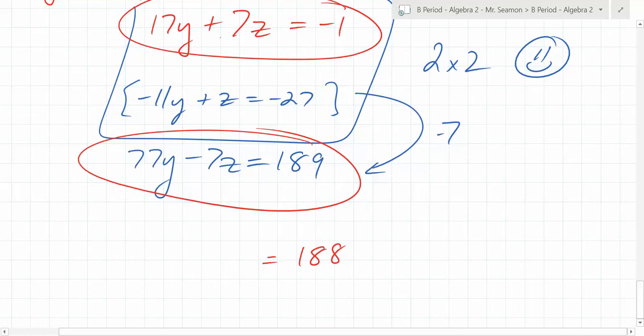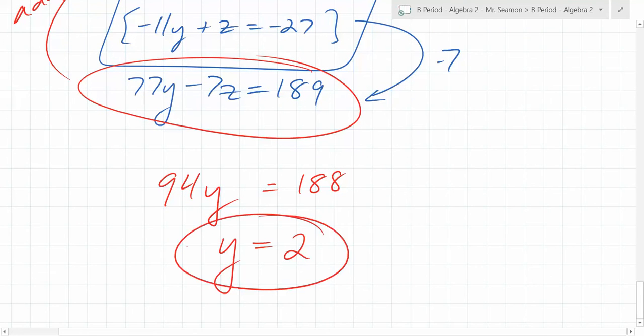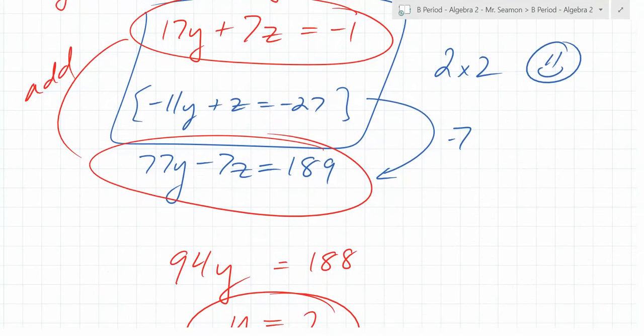What happens to the z's when I add these two together? They cancel. And then what's 77 plus 17? Is that a happy thing? Yeah, because now what do we get for y? 2. Is that a cool thing when you get y equals 2? Yeah, absolutely. So now when you get y equals 2, which equations can you use? You can either use this one or this one to find, what do we find next?